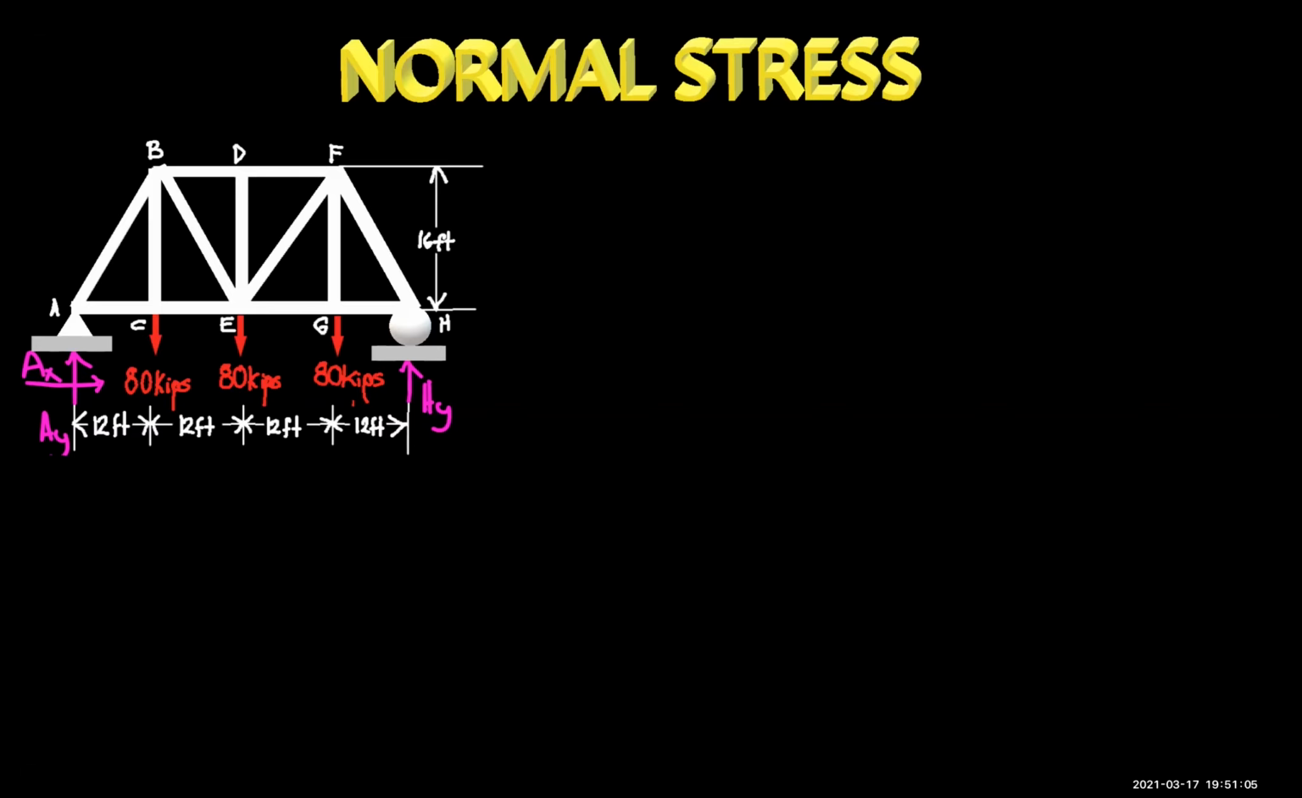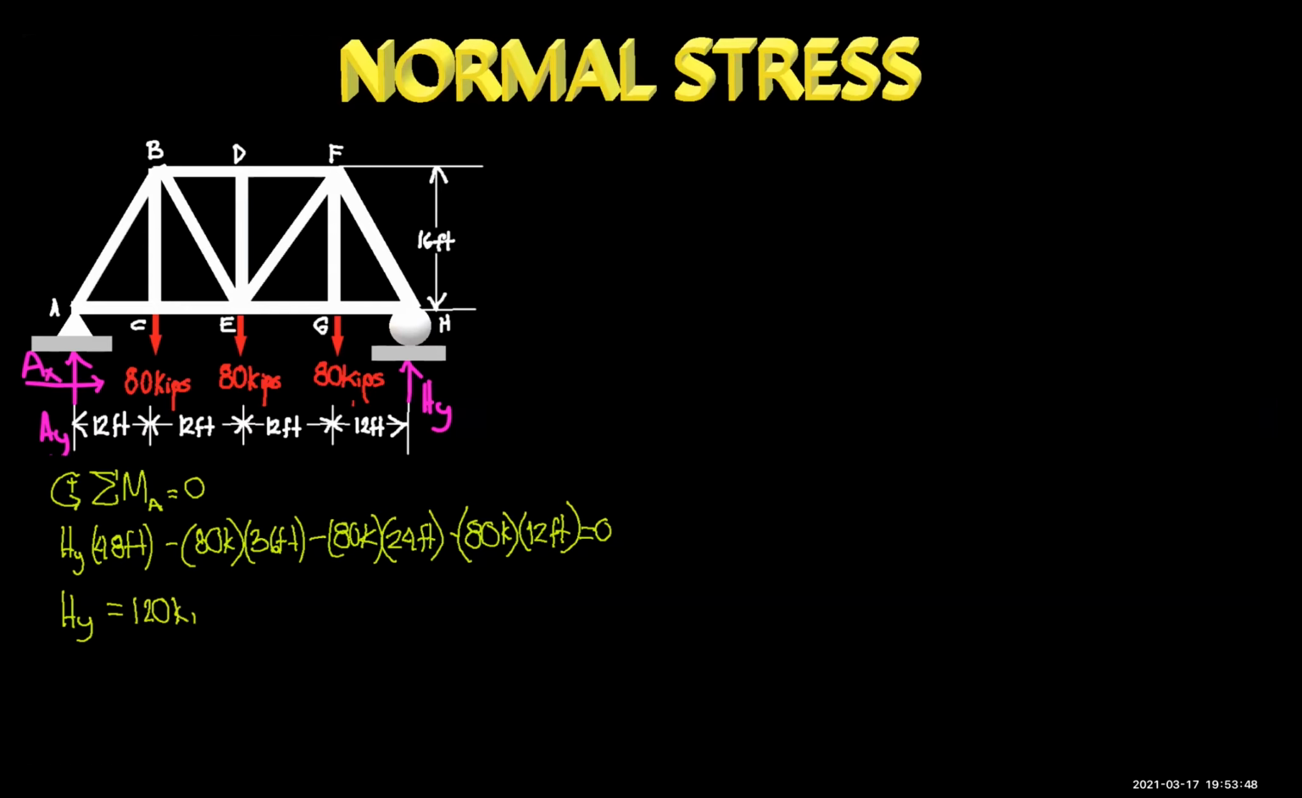If we sum all the moments about point A and make them equal to 0, we will be able to find the reaction force at H. In this step, we found that the reaction is 120 kips. Now, if we apply the other two equilibrium equations, we are able to find the reaction forces at point A.